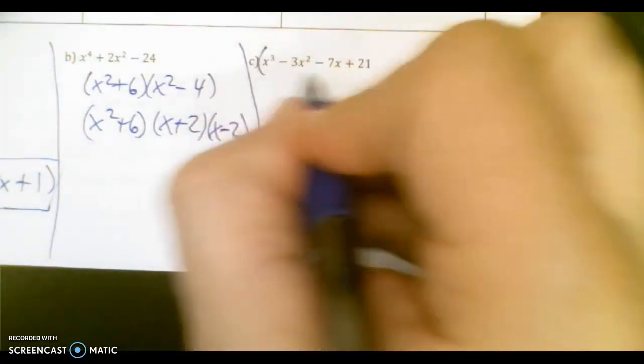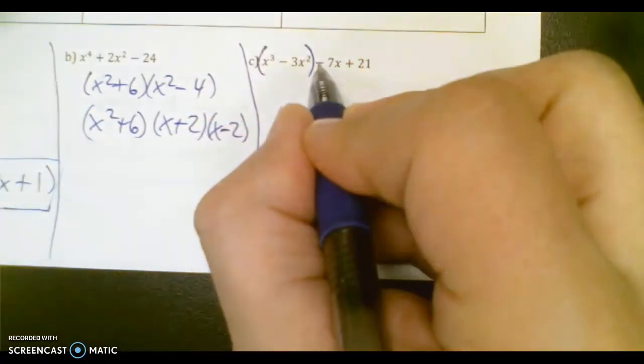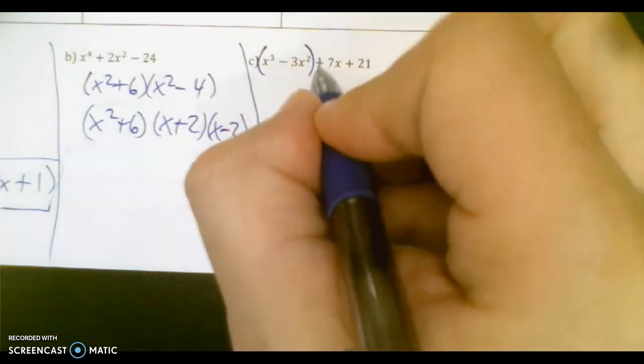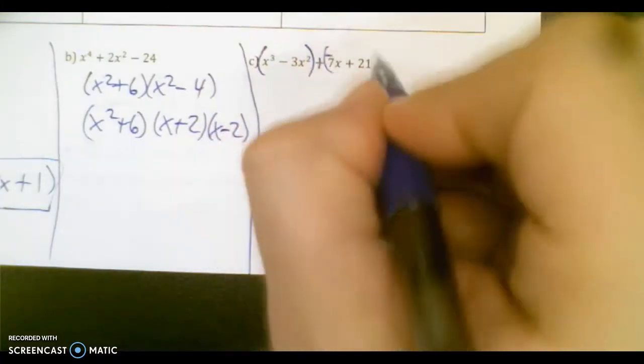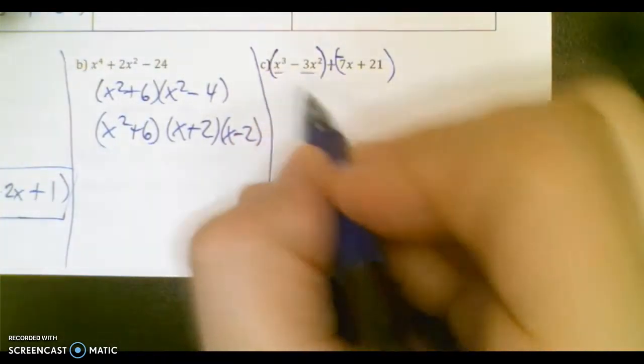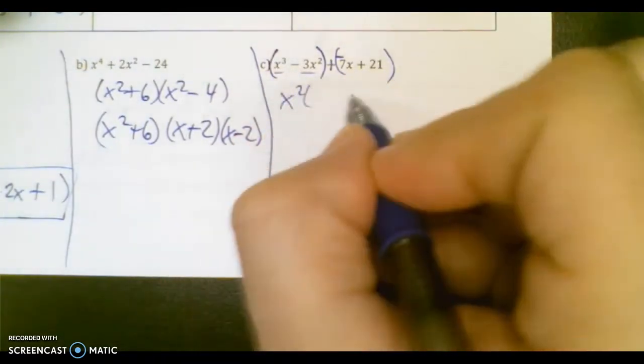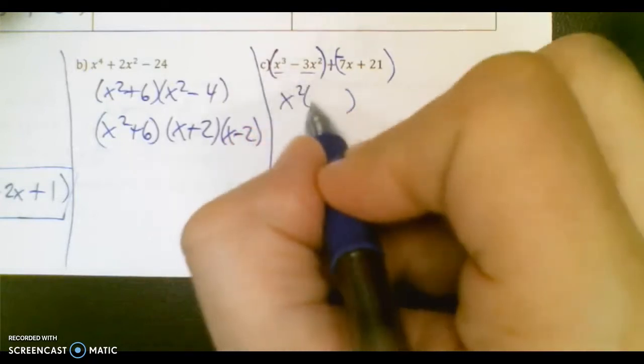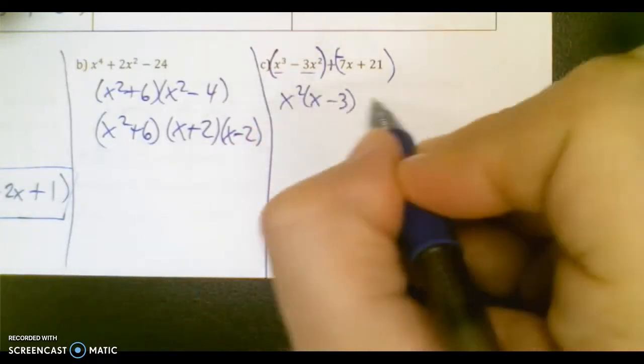So you have to group the first 2, and I always tell people to make that a plus sign, plus a negative 7, and group the last 2. And then you say, what's common to those 2? I can take out an x squared. If I take out an x squared from there, I get x minus 3.